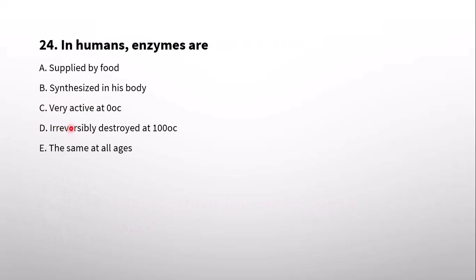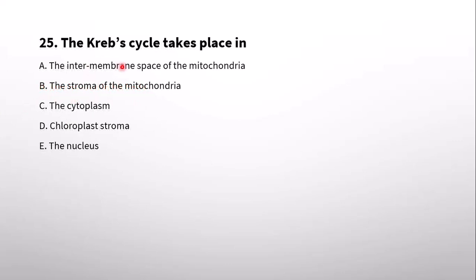In humans, enzymes are supplied by food. No. Synthesized in the body. Yes. Synthesized in the body. The Krebs cycle takes place in the stroma of the mitochondria. Yeah, the mitochondrial matrix. B.